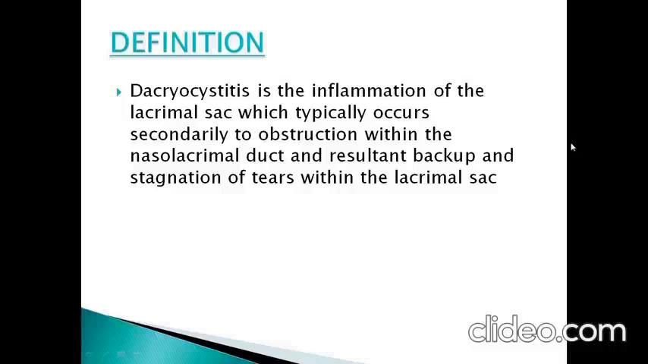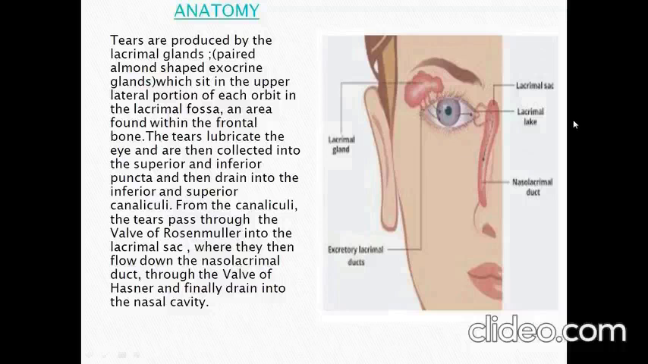Now, why does it occur? Because there is an obstruction in the nasolacrimal duct, resulting in the backup and stagnation of tears within the lacrimal sac, causing its infection and inflammation. Okay, now let us move towards the anatomy of the lacrimal apparatus.